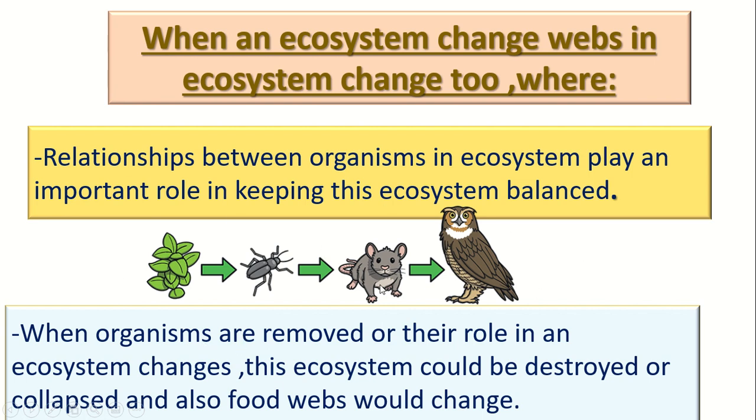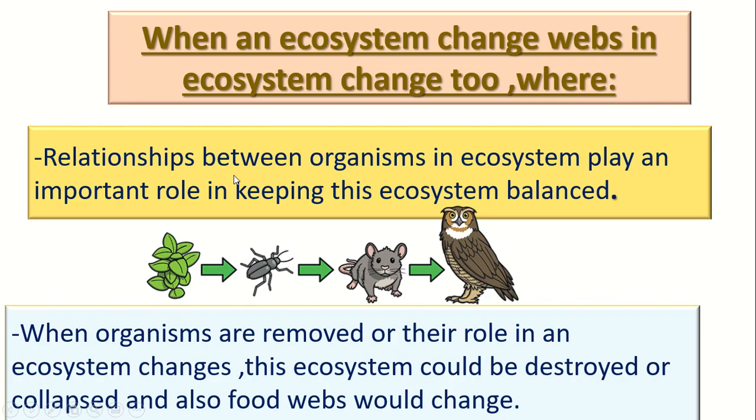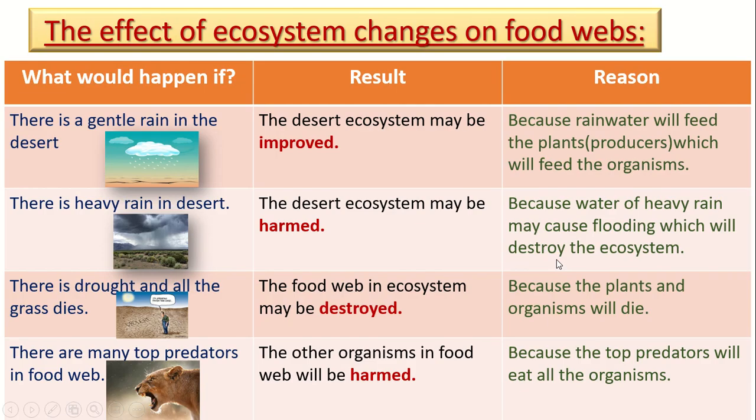Okay, what will happen if we remove just one organism from the ecosystem? What will happen to the ecosystem? The ecosystem will change and it will be destroyed. If we remove the grass from the ecosystem, will the ecosystem be balanced? No, the ecosystem will change and be destroyed. If we take the insects from the ecosystem, will it be balanced? No, it will be destroyed. So the relationships and the food web in the ecosystem help the ecosystem to stay balanced.